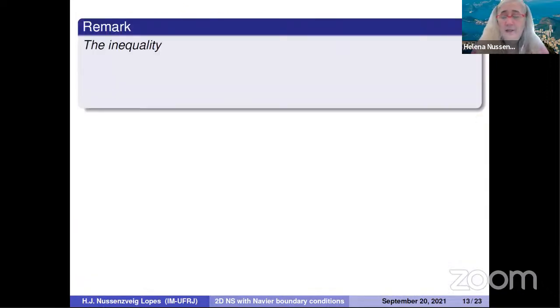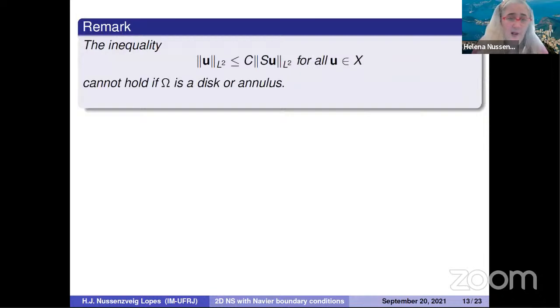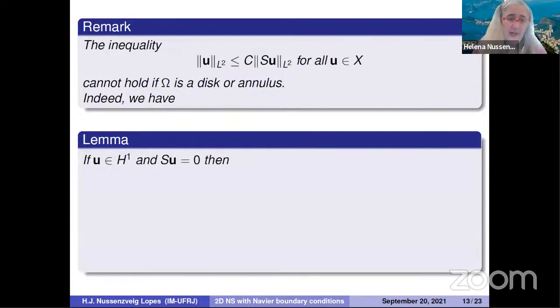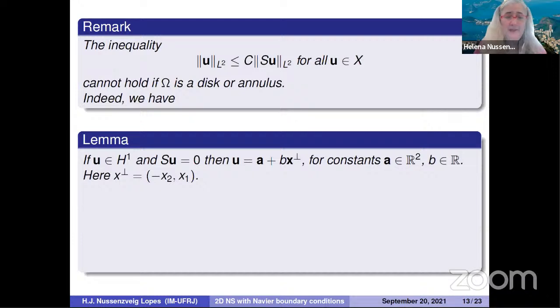Okay, here's a remark. This inequality cannot hold in a disk or an annulus. This does not hold. Indeed, we have the following lemma. If U is in H1 and SU equals 0, then U is an affine function. And because this is a symmetric matrix, it has to be of the form a constant vector plus a multiple of x perp. So x perp is minus x2, x1.